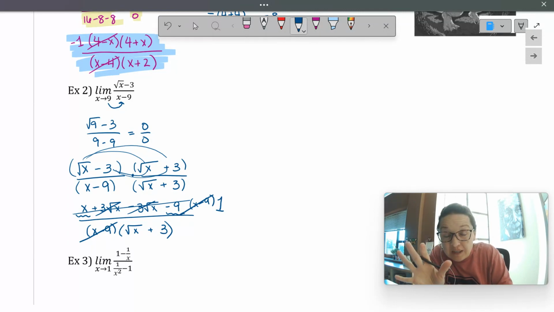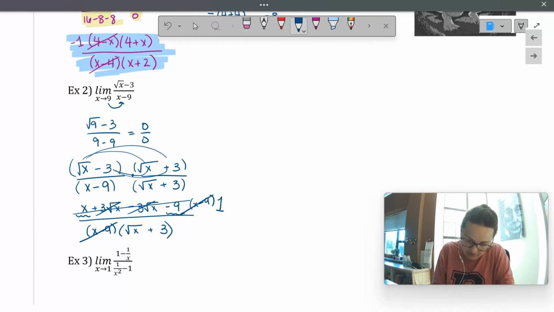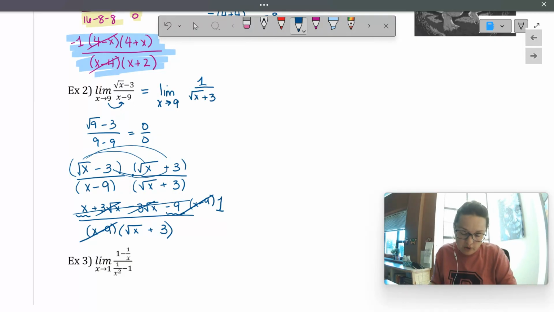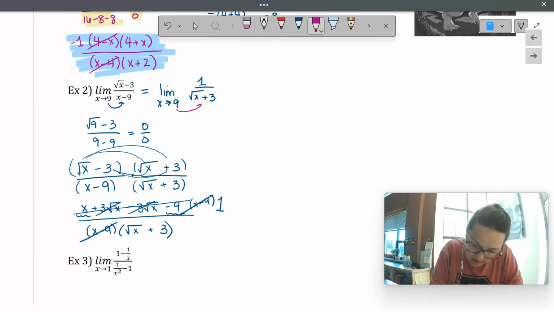Notice I haven't used an equal sign because I'm just trying to be careful here and say I'm just simplifying. And it seems that I can simplify this original expression into 1 over the square root of x plus 3. And then if I plug 9 into that expression, I get 1/6.